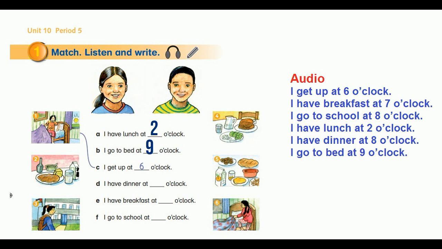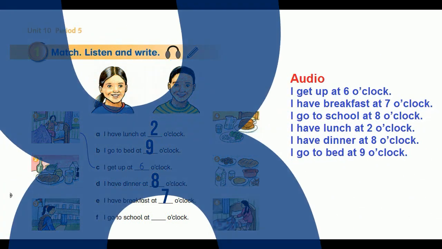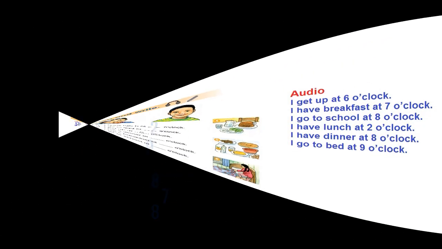D. I have dinner at 8 o'clock. E. I have breakfast at 7 o'clock. F. I go to school at 8 o'clock.